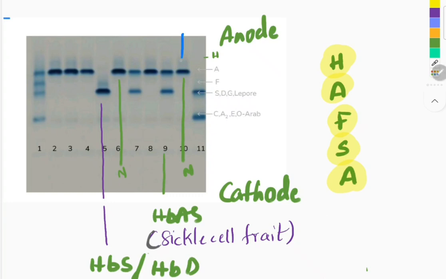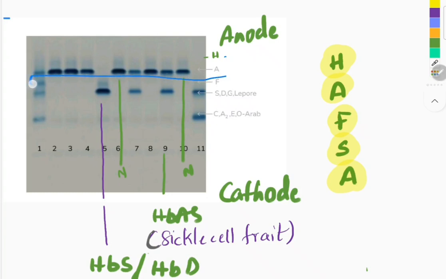So these are results of different people. Now, the first one is H, that stands for HbH, hemoglobin H, and this is your hemoglobin A, that is adult hemoglobin, which is normal. This is hemoglobin F, which is a fetal hemoglobin, and this area is for hemoglobin A. Just listen to what I say; initially it might be a little confusing.